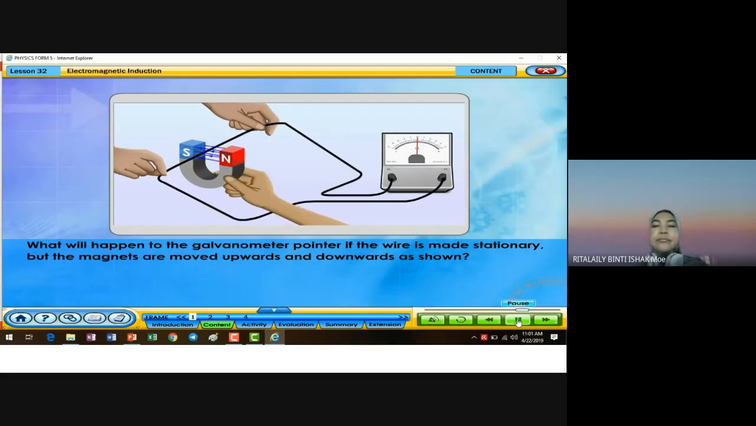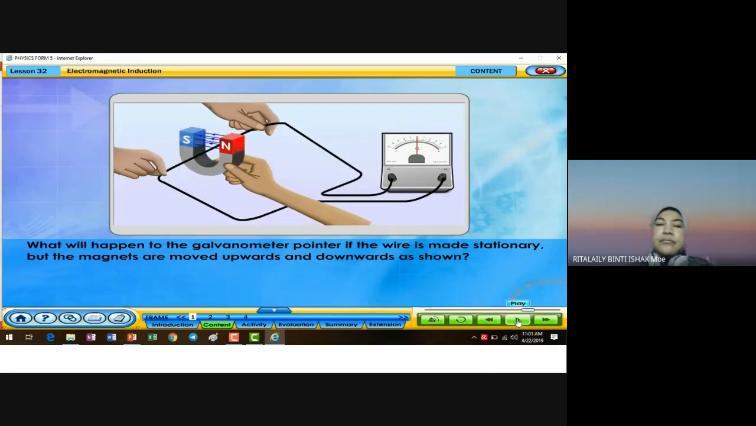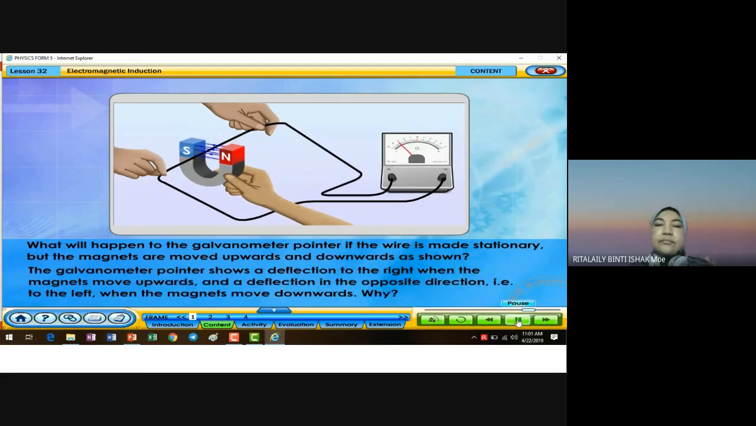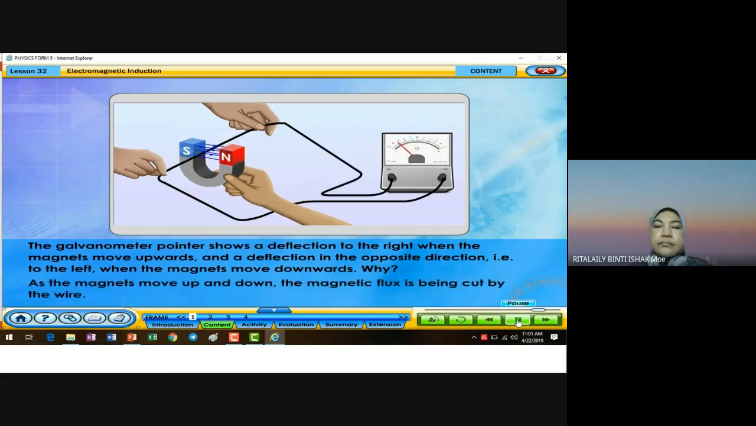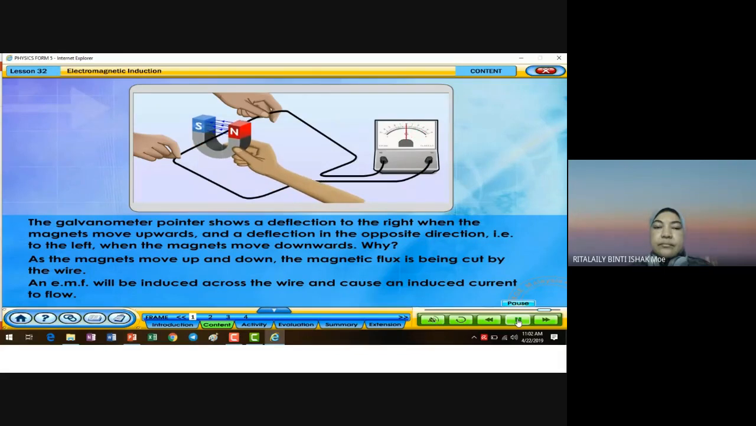What will happen to the galvanometer pointer if the wire is made stationary, but the magnets are moved upwards and downwards as shown? The galvanometer pointer shows a deflection to the right when the magnets move upwards and a deflection in the opposite direction, that is, to the left, when the magnets move downwards. Why? As the magnets move up and down, the magnetic flux is being cut by the wire. An EMF will be induced across the wire and cause an induced current to flow.